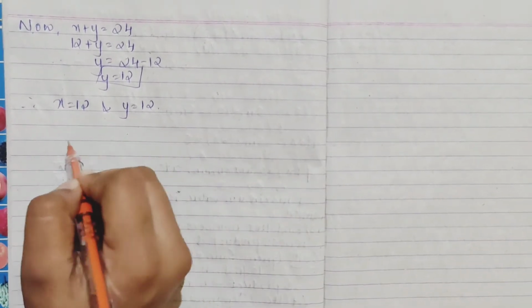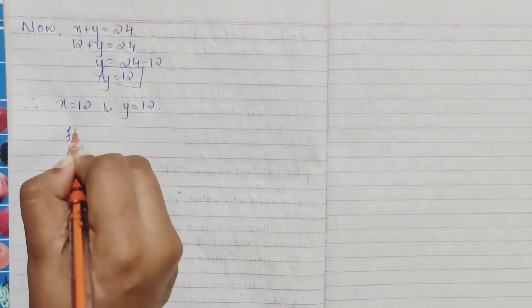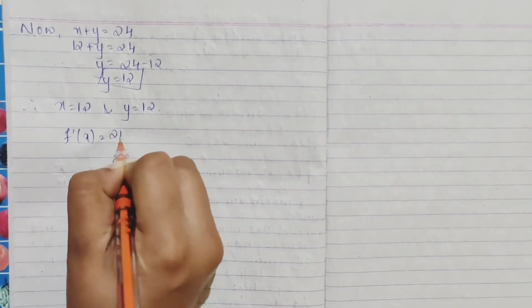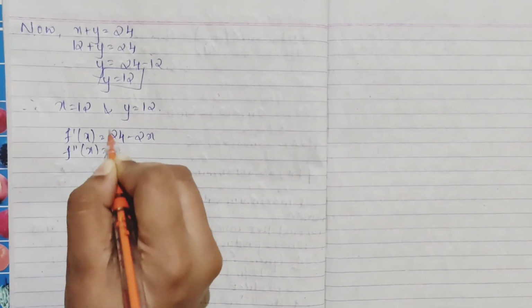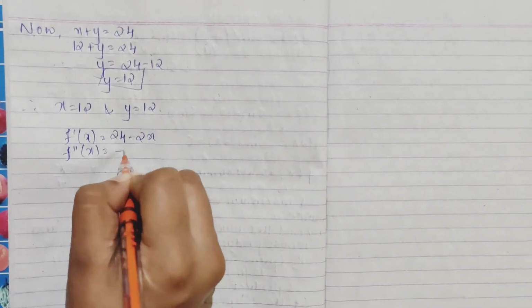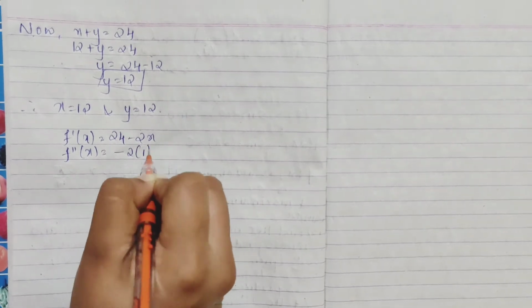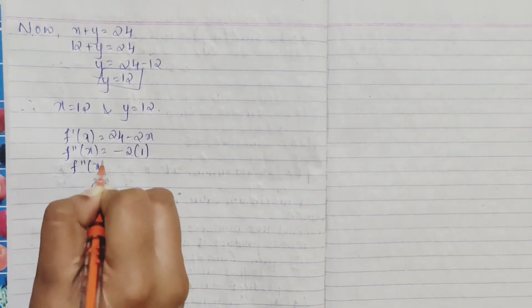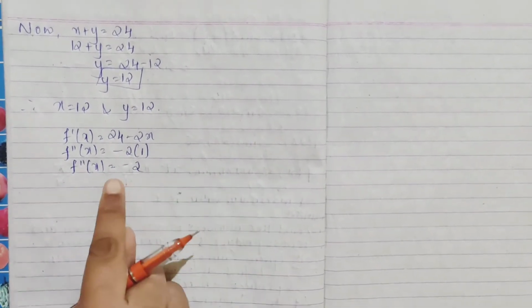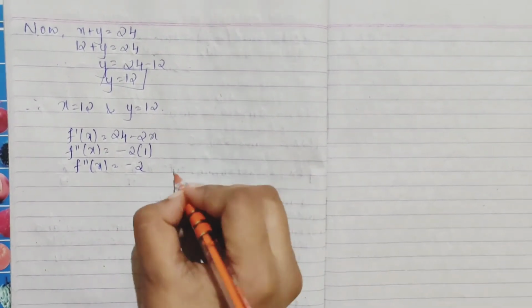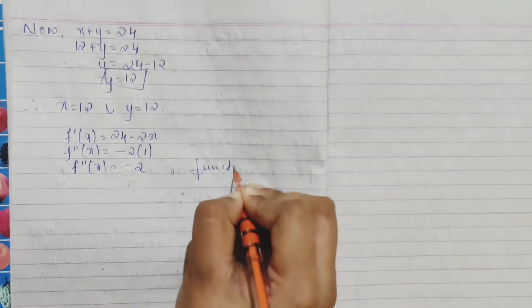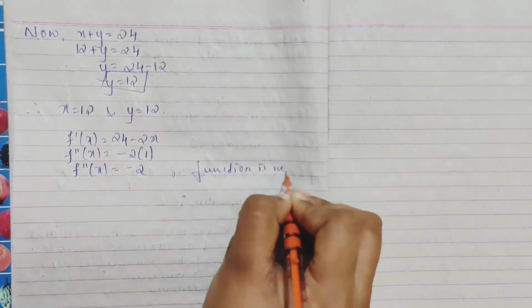We need our double differentiation, right? So our f dash of x, we had 24 minus 2x. Again we will differentiate it, double differentiation. 24 differentiation is 0, minus 2 into differentiation of x, which is 1. So therefore f double dash of x you are getting is minus 2. From this it is clear, because the nature is negative, the function is maximum.